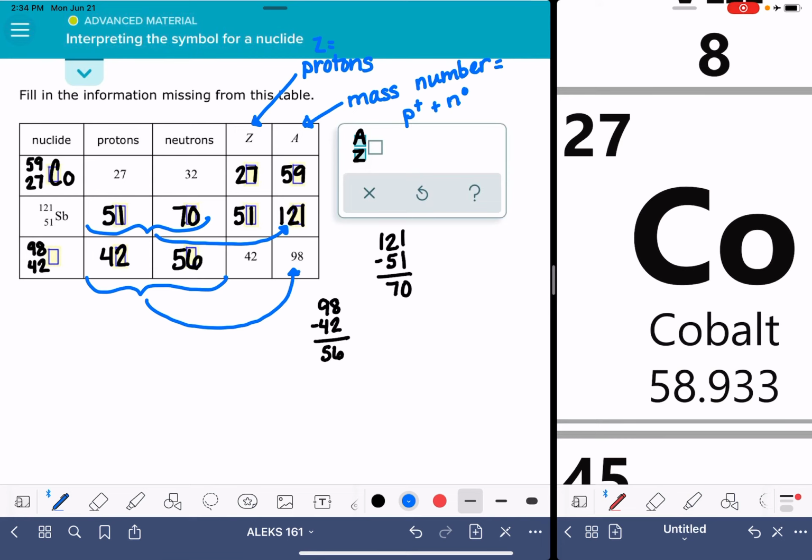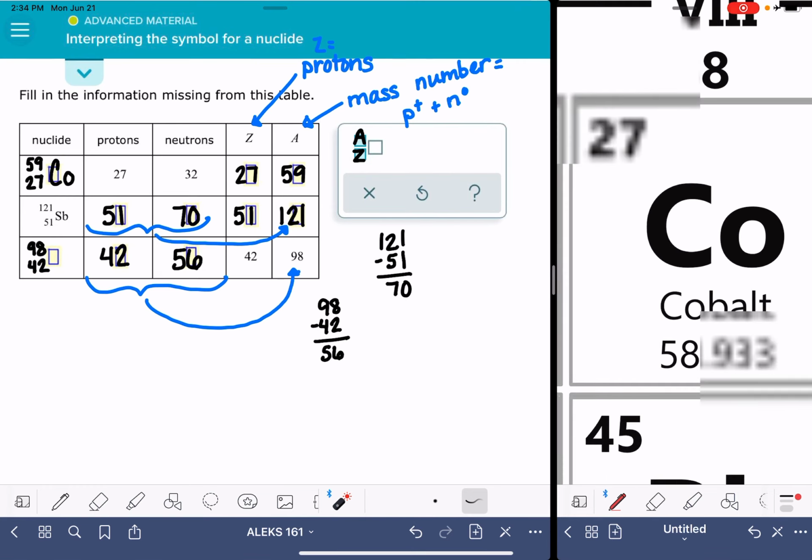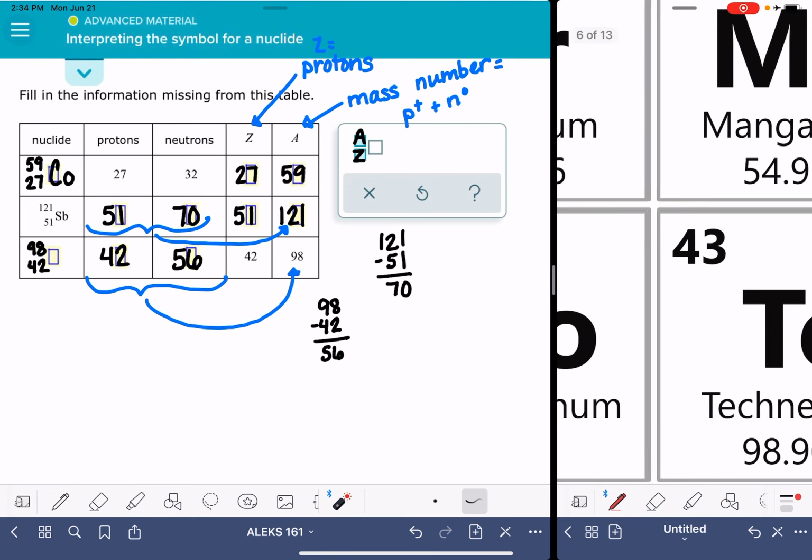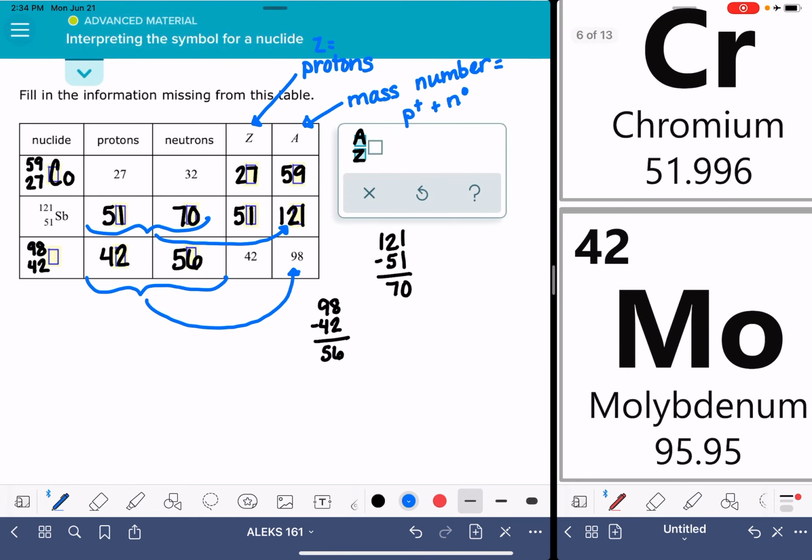And then last but not least, we need the identity of the atom. The identity is based on the number of protons, which is 42, which looks like we're counting backwards. 43, 42 is Mo.